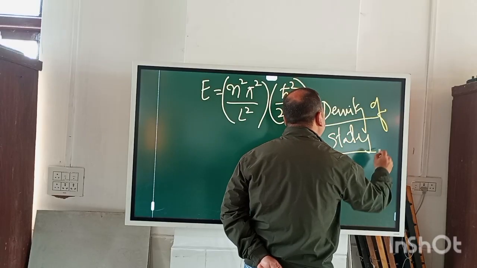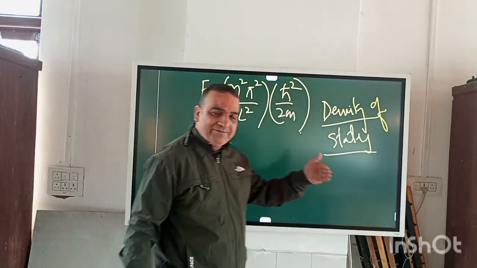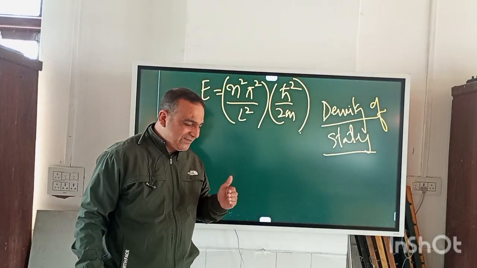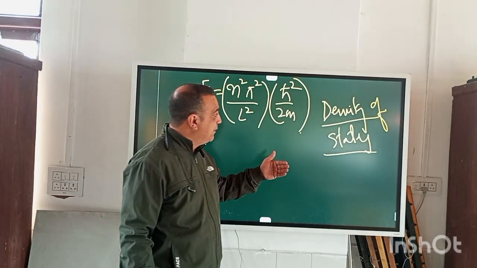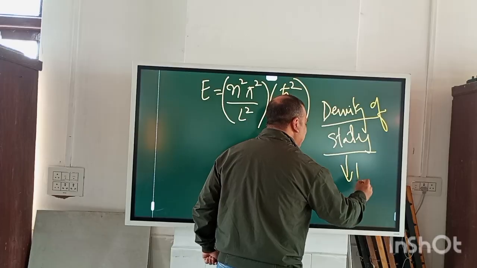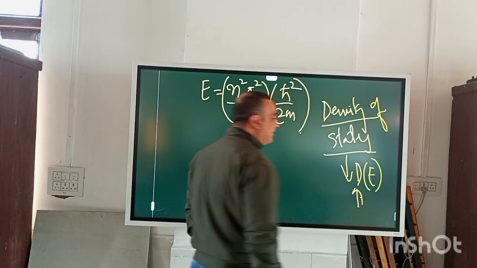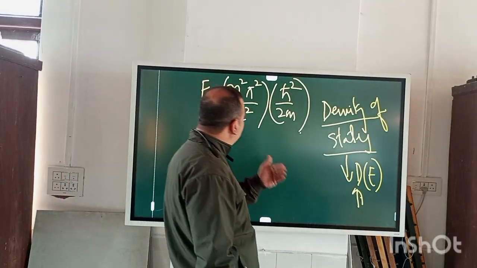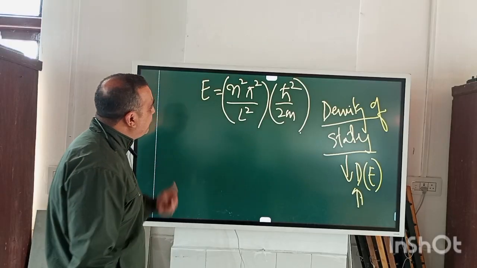Now, if I formally define density of states, it is the number of energy levels that exist per unit energy range. And this is the formal way of understanding the density of states. I would like to symbolize it as D of E. So D of E reflects the density of states, the number of energy levels per unit energy range. This is what is called the density of states.